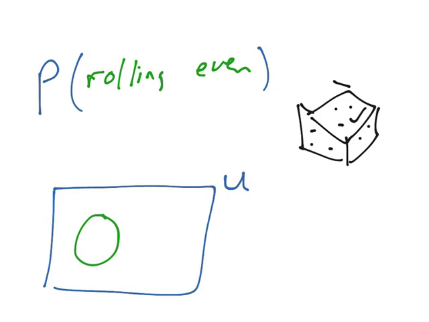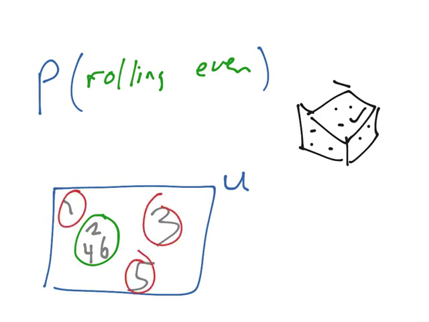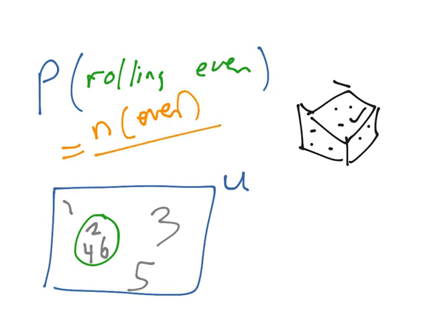The number of ways to roll an even, there's 3. You can roll a 2, a 4, and a 6. And the number of ways to roll an odd is a 1, a 3, and a 5. So universally, we've got all 6 options: 1, 3, 5, 2, 4, 6. And the ways that actually satisfy rolling even are 3 ways. So then the probability here is the number of ways to roll even over the number of ways in the universal set. So even 3 ways, universal 6.